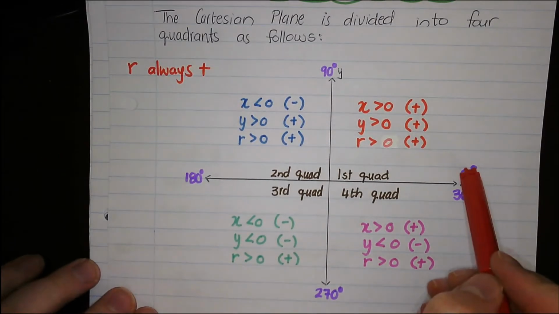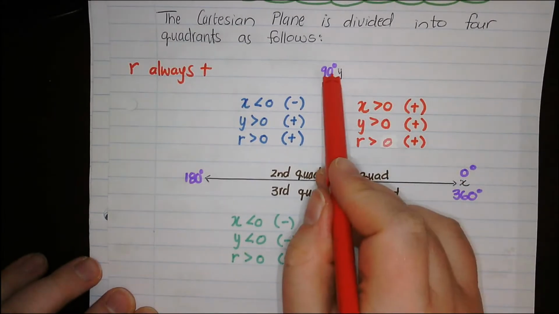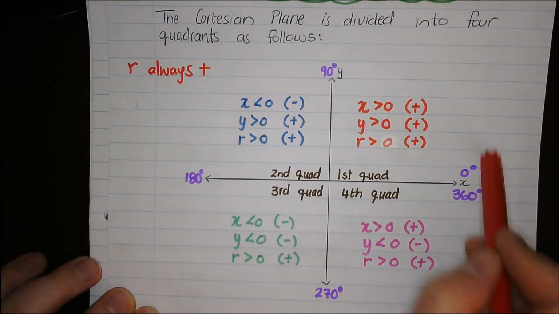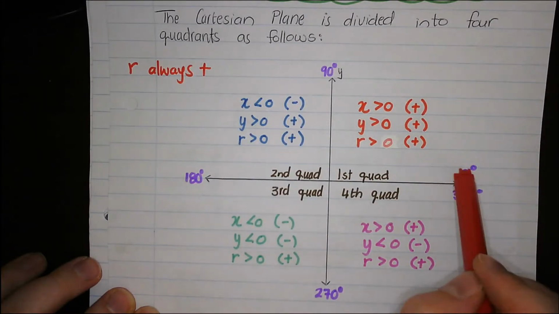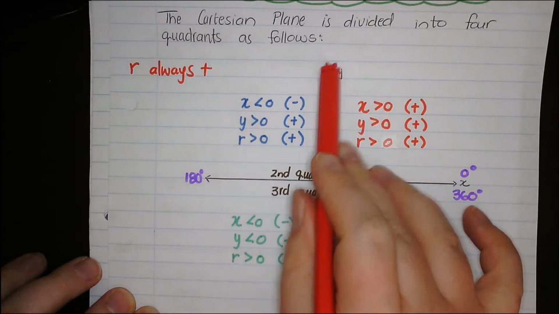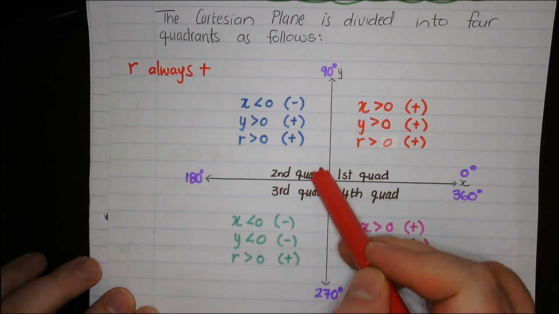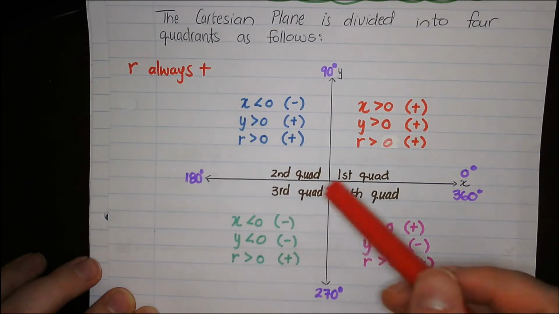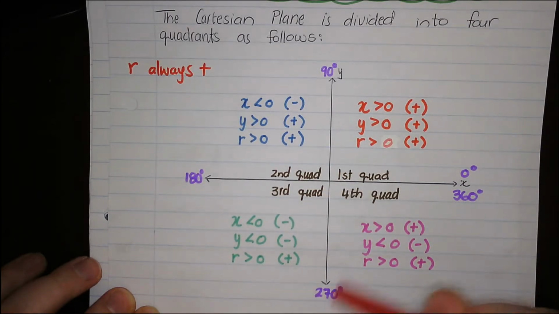We can also measure here, it goes from 0 to 90 to 180 to 270 to 360. So in total it makes a circle. From 0 to 90 is the first quadrant, from 90 to 180 is the second quadrant, from 180 to 270 is the third quadrant, and from 270 to 360 is the fourth quadrant.